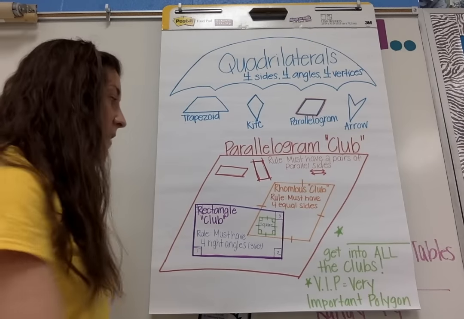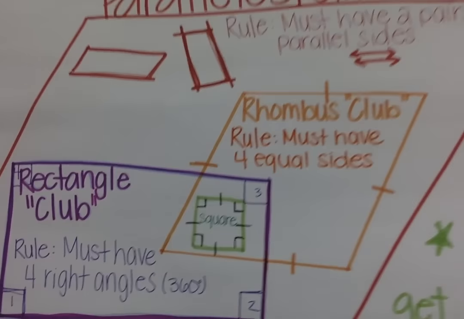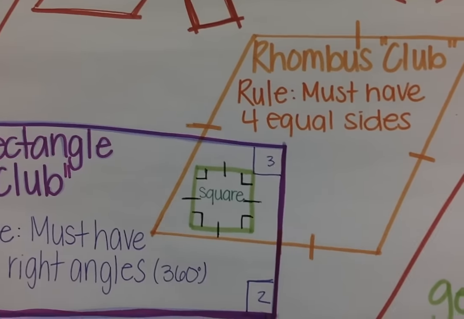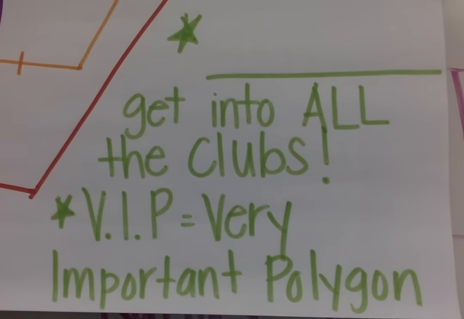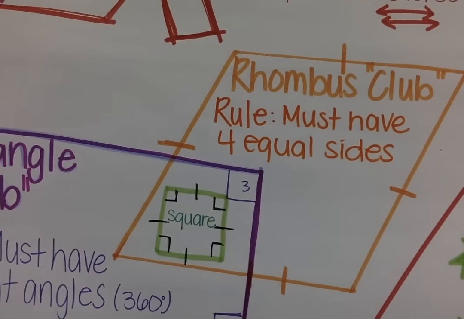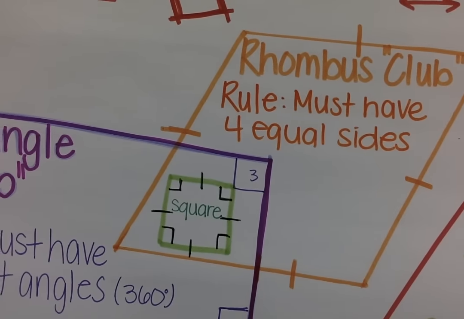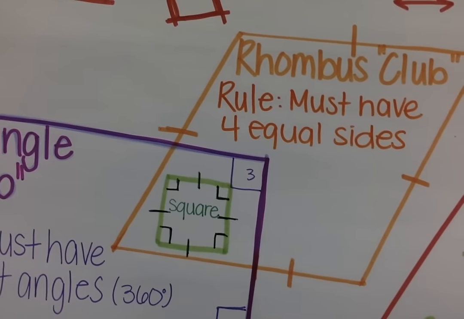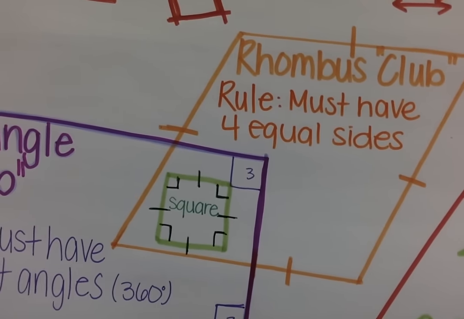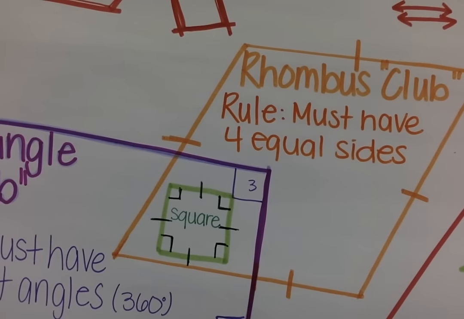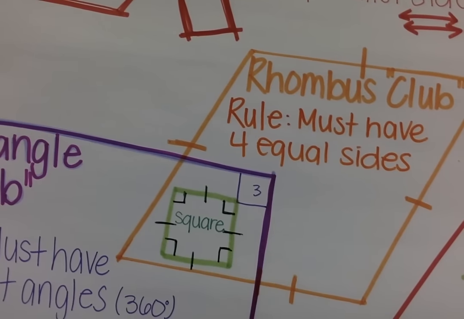Last but not least, we have our square. I know our square is very tiny. I'm going to try and move the camera so you guys can see. Our square is what we like to call a VIP, very important polygon. The square gets into all of the clubs. It has 4 equal sides, and it also has 4 equal angles. The angles measure 90 degrees, which helps it get into the rectangle club. And the sides are all equal, which helps it get into the rhombus club.